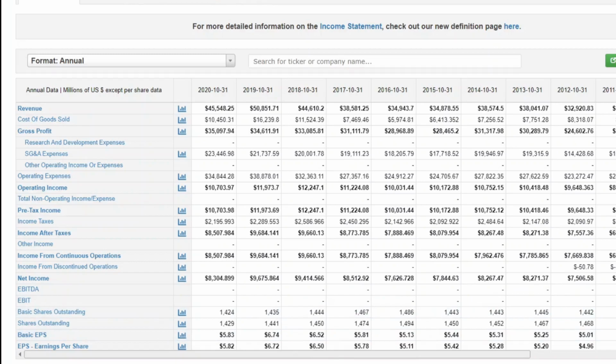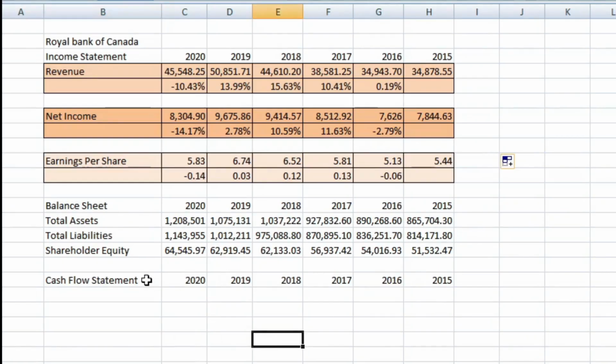I also recorded this in an Excel file. So our earnings per share here, in 2016, the earnings per share actually depleted, but then it grew very slowly. And let's do this in percentage points here.